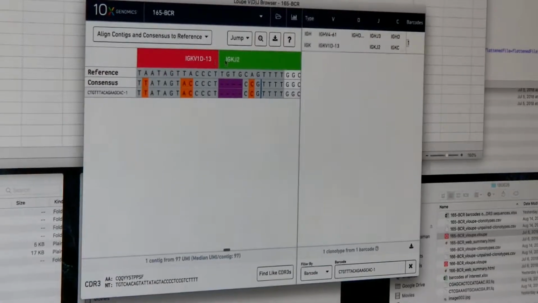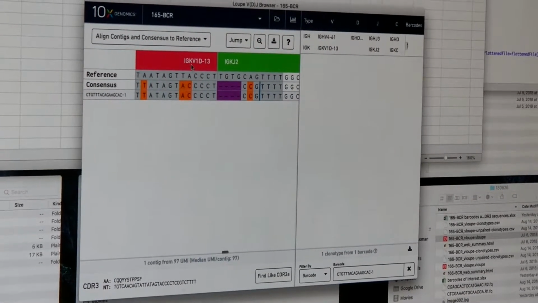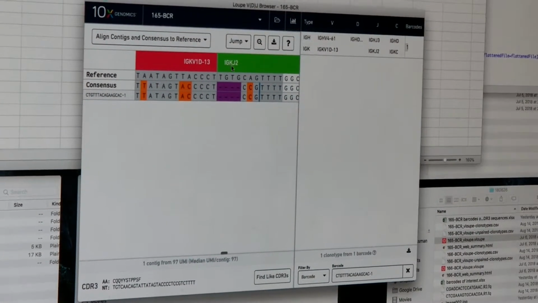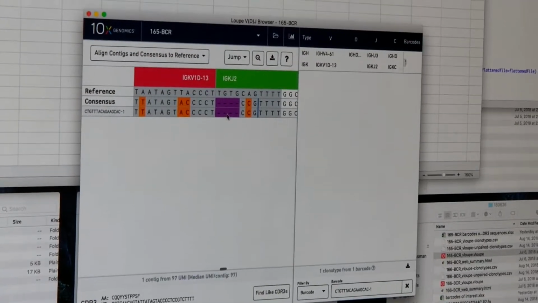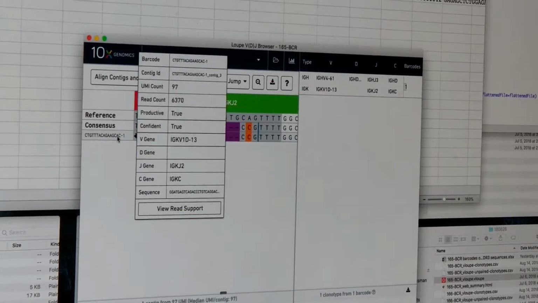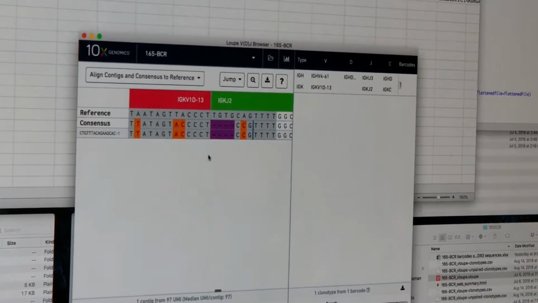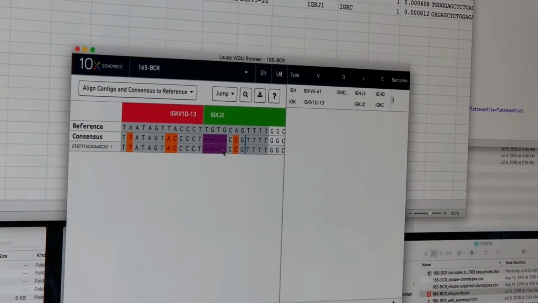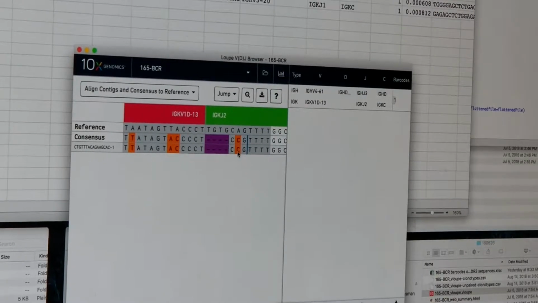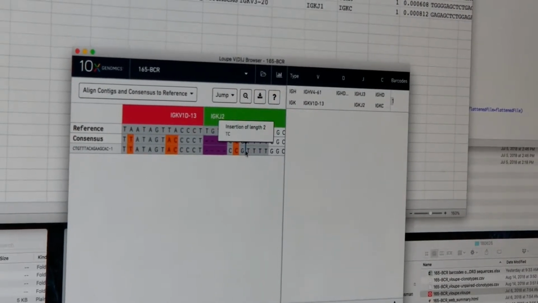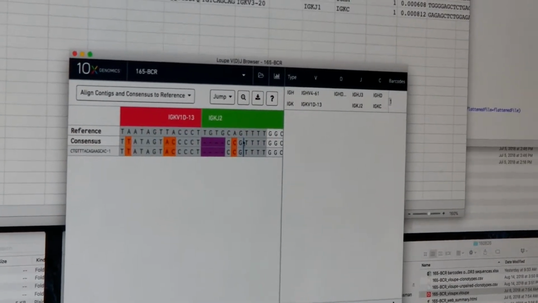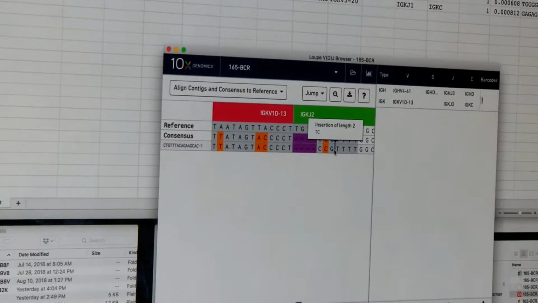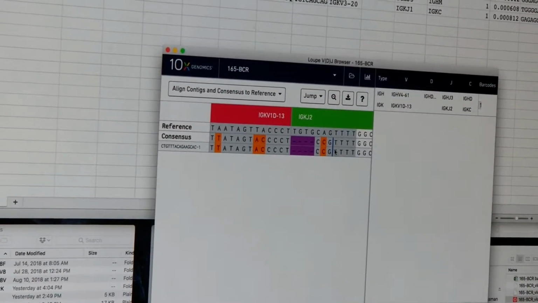So here's the junction between the kappa V 1D13 to the kappa J2, and it's showing that this particular cell has a deletion at this spot. There is a 4 base pair deletion. And then you see there's a mutation here. This little blue line here shows that there's an insertion of a TC at this location.